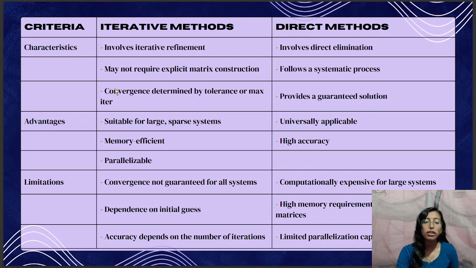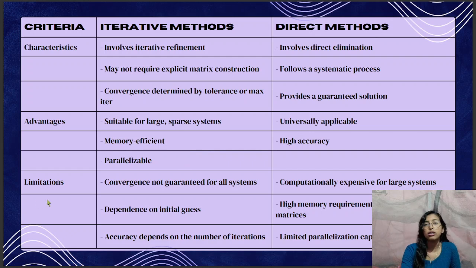Now, the advantages of iterative methods and direct methods. Suitable for large and sparse systems. The iterative methods are suitable for large systems or sparse systems. Universally applicable. It can be applicable anywhere. It is memory efficient. It has high accuracy. And it is parallelizable and it is not.